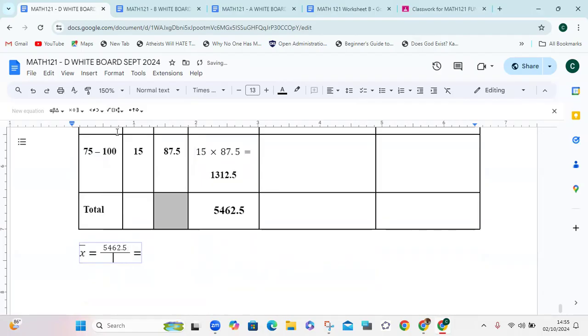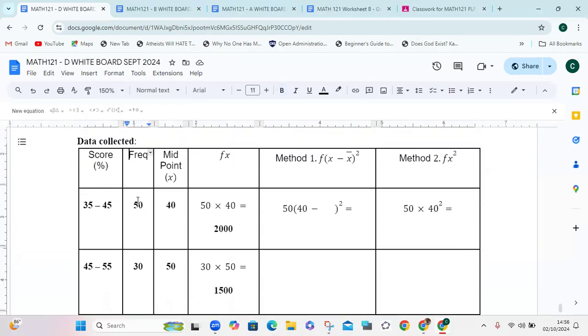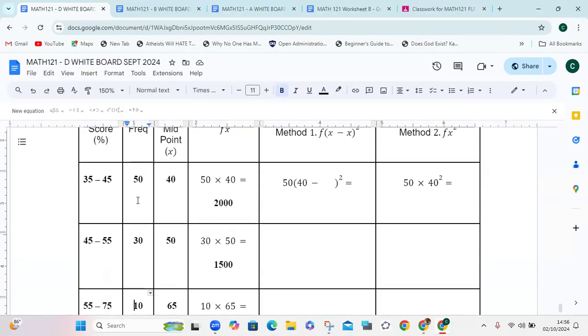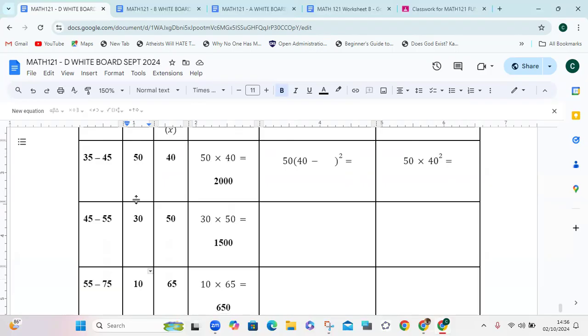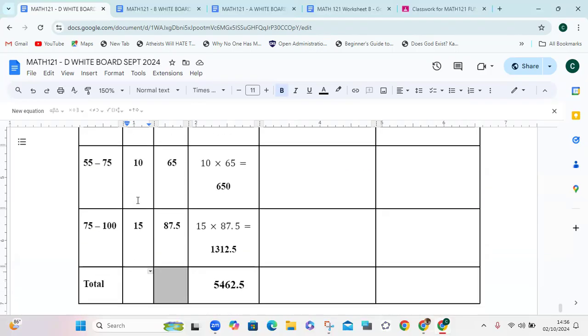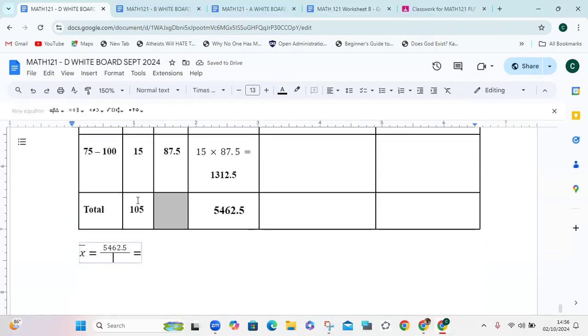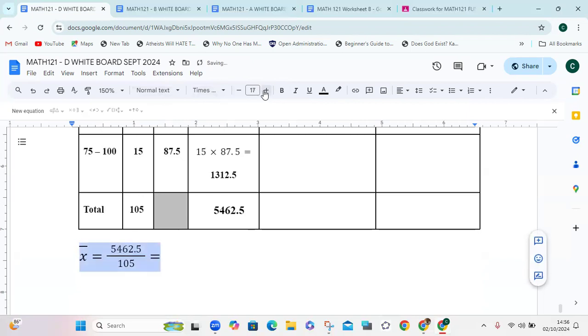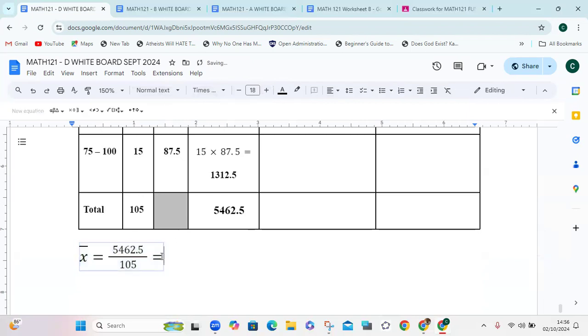5,462.5 divided by the sum of the frequency. So we've got to add up the frequencies. 50 plus 30 is 80. 80 plus 10, 90 plus 15, 105. So we have to divide 5,462.5 divided by 105. And that will give us mean. So the mean is 52.02.